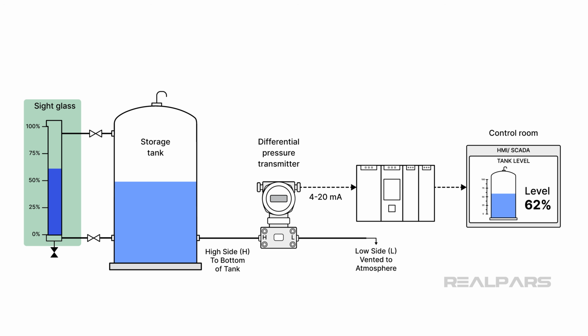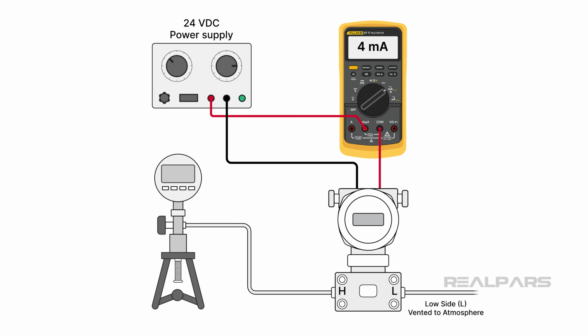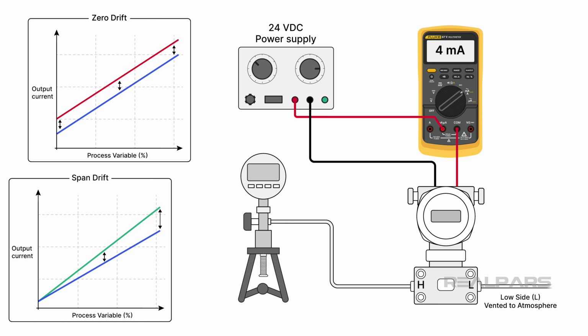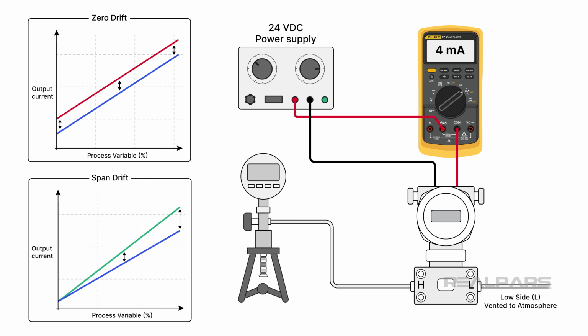Monitoring a live process variable proves nothing because you really don't know what the true process value is. Therefore, we need to isolate the process from the sensor and connect an external pressure source, such as a hand pump, to simulate changes in level. While measuring the transmitter loop current, apply a precise pressure input signal to simulate 0%, 50%, and 100% tank level pressures to determine whether the transmitter exhibits zero drift, span drift, or both. Zero drift can often be corrected with a quick field adjustment, while span drift is often a more serious issue.